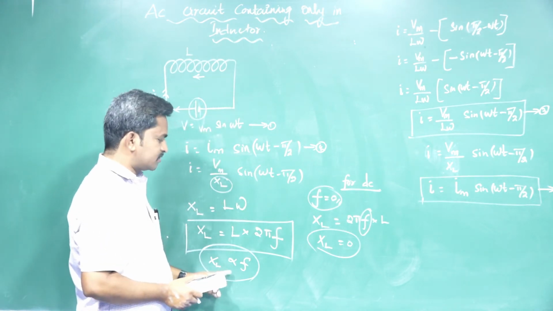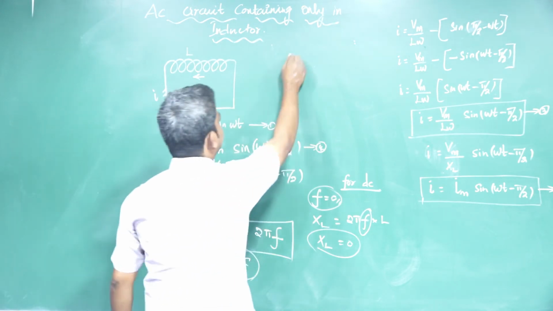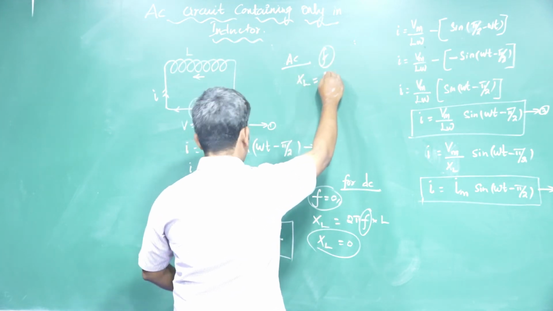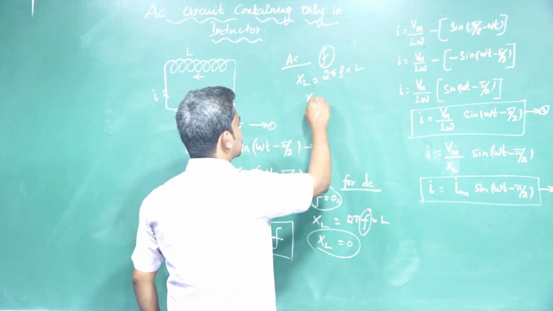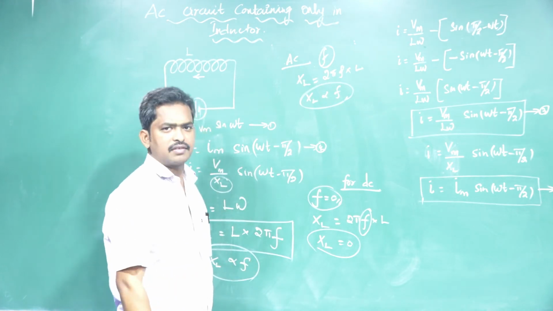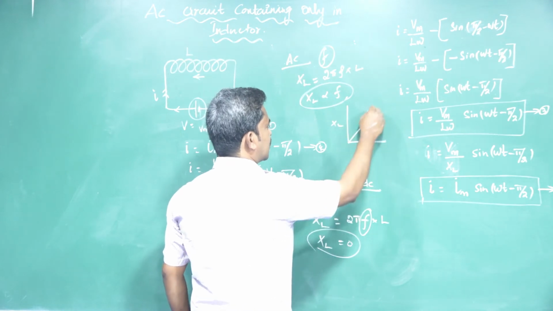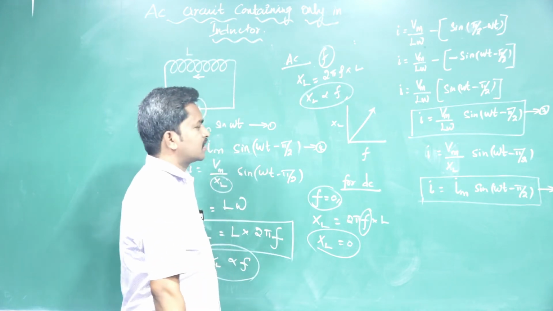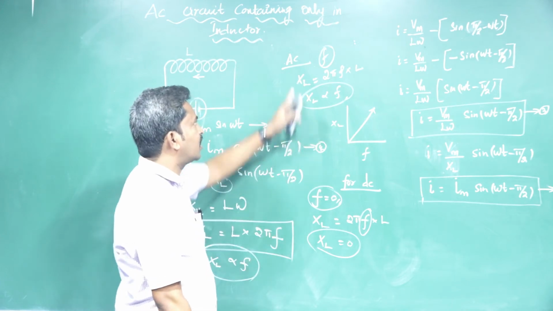But for an AC circuit it depends upon the frequency. For an AC circuit, frequency varies. So XL is equal to 2 pi f into L, so XL is directly proportional to f. If frequency increases, reactance increases. If frequency decreases, reactance also decreases. In the graph, XL is directly proportional to frequency. XL is nothing but the reactance of this inductor.